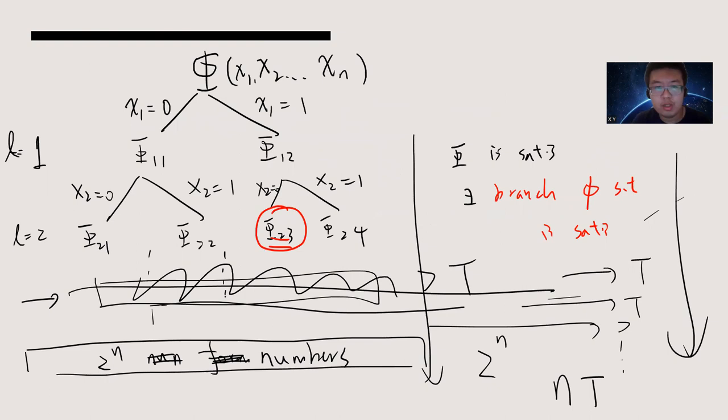At each step, if you're larger than t, you just prune it, prune it, prune it. So at each tree level, you preserve at most t of them. Combining every step, this is polynomial time. Okay, so this is the proof. Hope you guys like it.